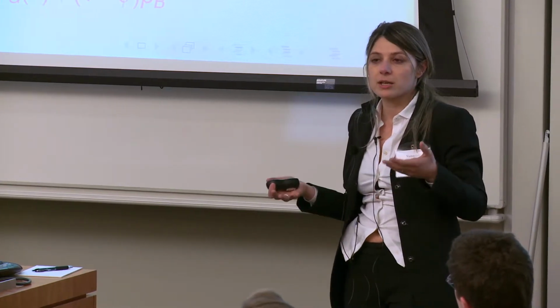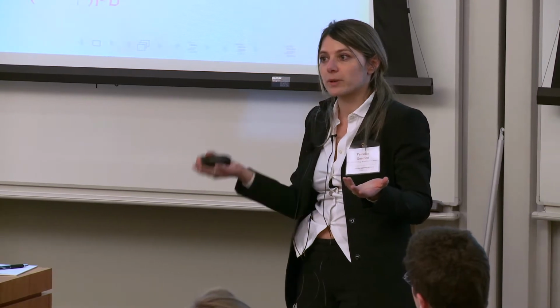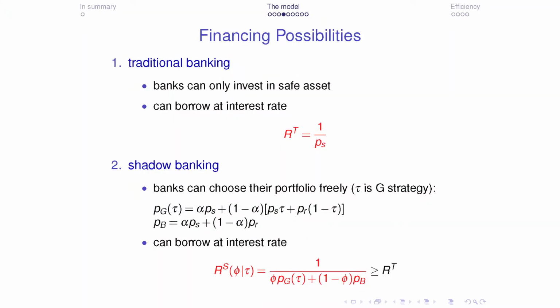The first choice that the bank faces is to participate in a traditional banking system or in a shadow banking system. If the bank decides to be a traditional bank, then it can only invest in safe assets, and the interest rate that it's going to be charged to borrow is just 1/PS, because the lenders have to be compensated for the fact that they're going to be repaid only with some probability. Okay, so this R is bigger than 1.